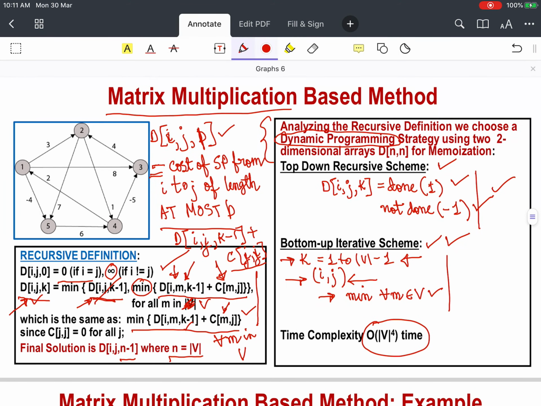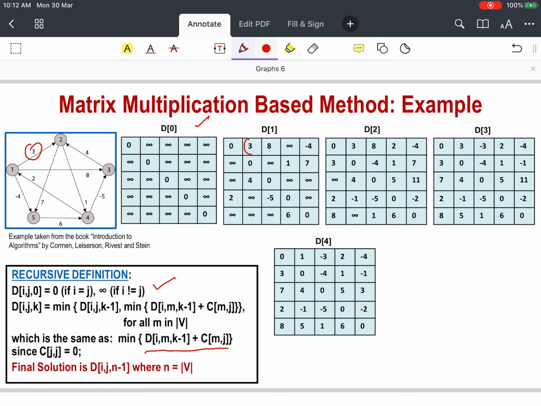We now look at an example of how this algorithm, which is a matrix multiplication based order v4 algorithm, works. So as per our definition, d i j 0 is this array which is infinity for all ones except the diagonal elements. D1, obviously, by this definition, will be 0 for all the diagonal elements, otherwise it will be all the edge costs. For example, 1 to 2 is 3, and so on and so forth. So these are all the edge costs.